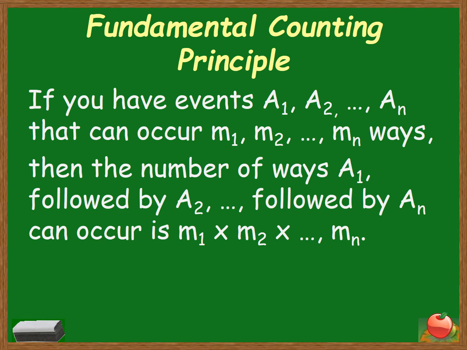So let's review the fundamental counting principle. If I have different events, A sub 1, A sub 2, through A sub n, that can occur each of these number of ways, M sub 1, A sub 2 can occur in M sub 2 ways, and so forth, then the number of ways that A1 followed by A2 and so forth can happen we find by multiplying the numbers of ways together.